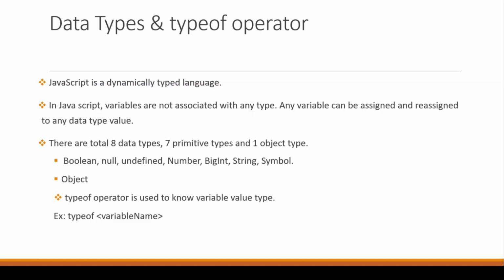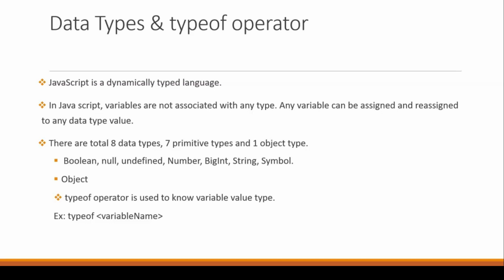In today's video, we are going to learn about data types and the typeof operator in JavaScript. If you watched the last video, we learned how to declare variables in JavaScript using the var keyword, let keyword and const keyword. And if you remember, when we declare variables, we just use those keywords, but we didn't specify the type of those variables. So in JavaScript, variables are not associated with any data type.